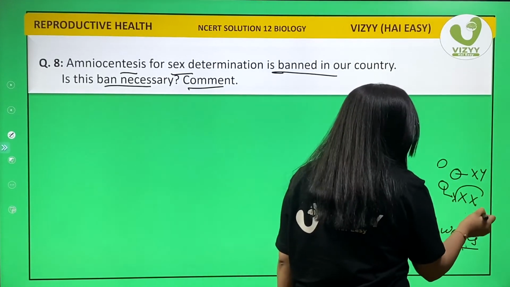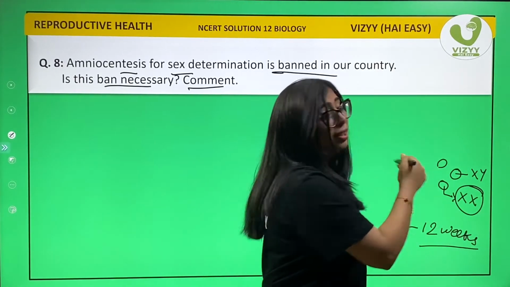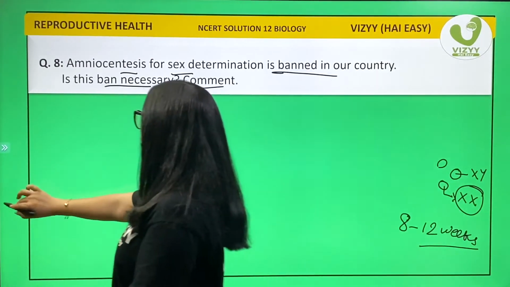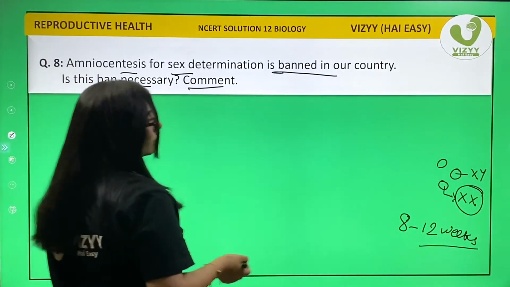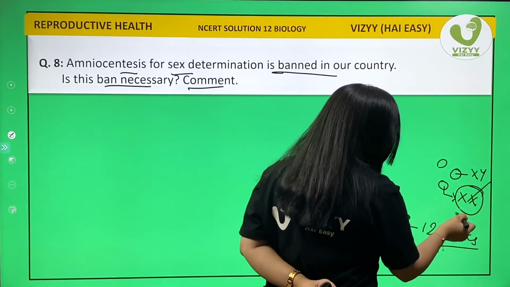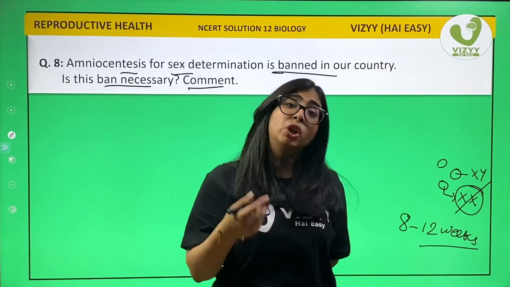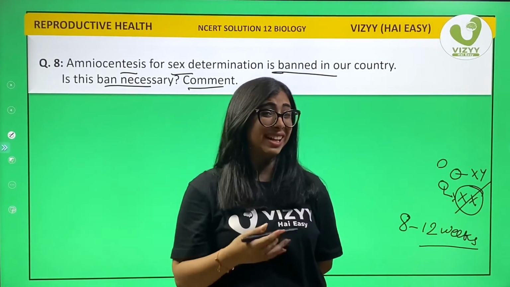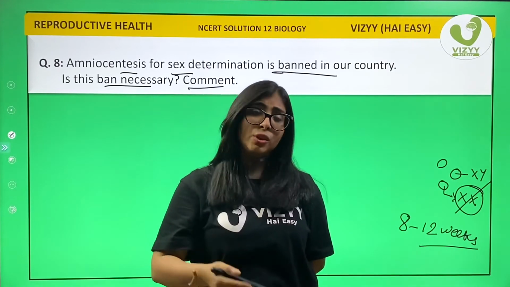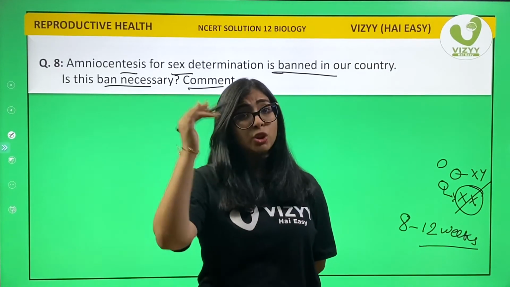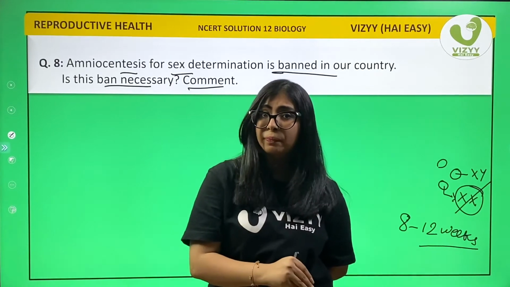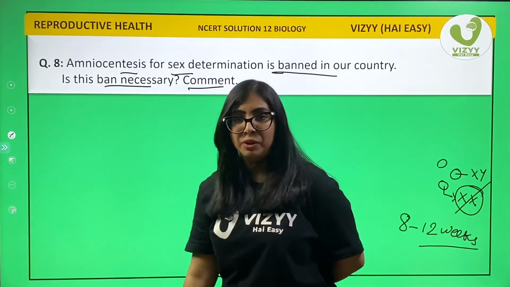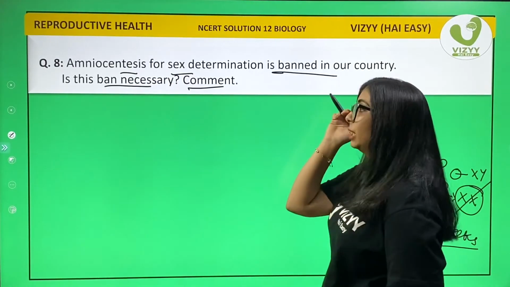Now in early times, if the mother carrying the child had an XX chromosome, it meant that the child is female. And in early ages, they used to terminate the pregnancy because it was a female child. Because of this, girl children were dying and the death rate used to increase a lot. So when this happened, our government put a statutory ban on amniocentesis and sex determination.